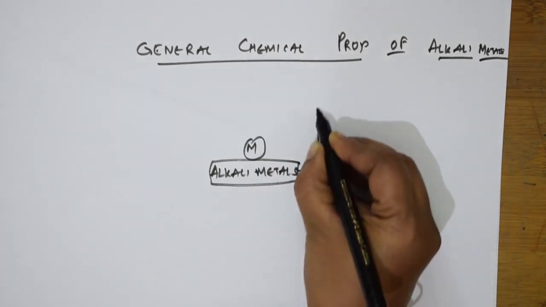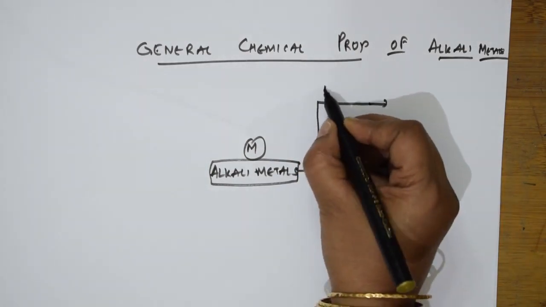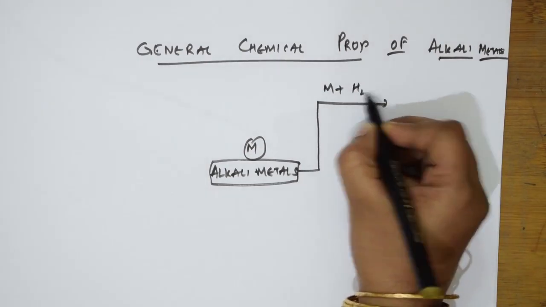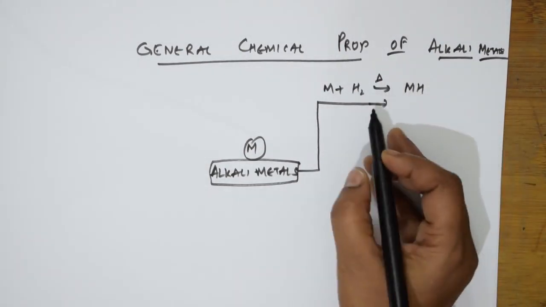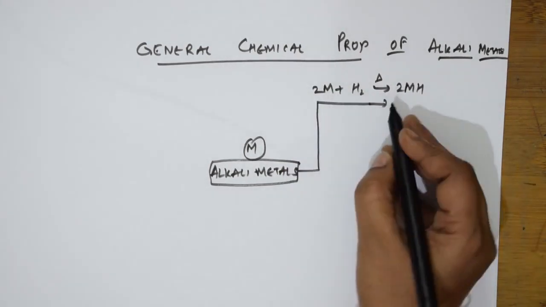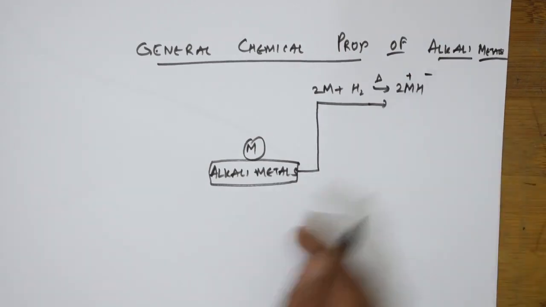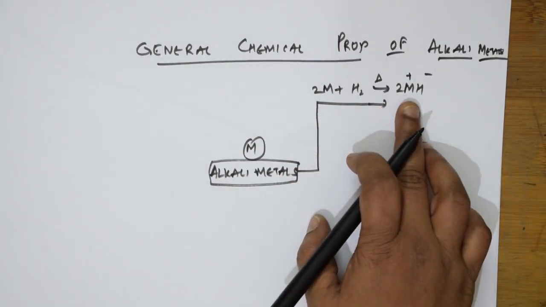Now the reaction with hydrogen: the metal combines with hydrogen, forming metal hydride. Remember this. When you heat this, hydrogen is H2, so 2 here, and the metal is 2 here, giving M plus and H minus. This is the formation. So lithium plus hydrogen gives lithium hydride.